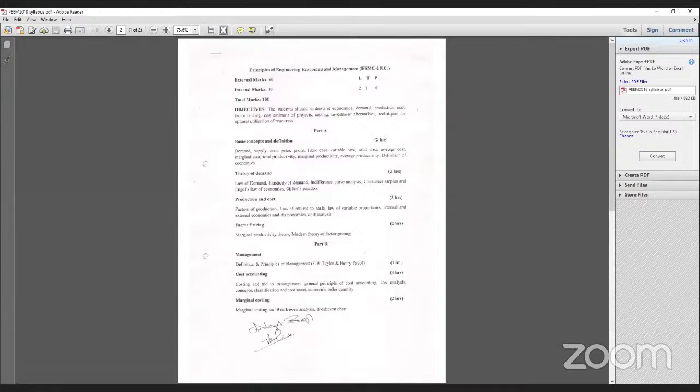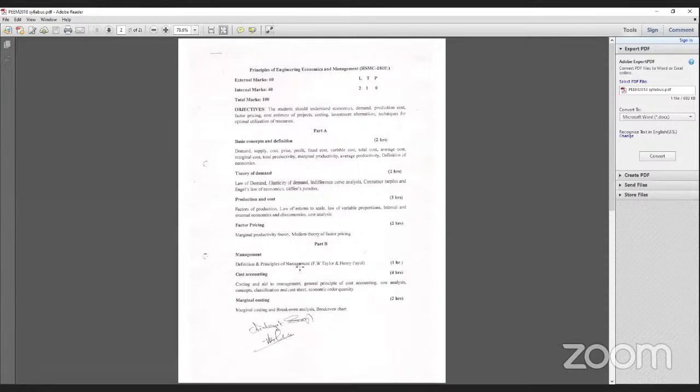Second is F.W. Taylor. These are the principles of scientific management. There are 8 principles of scientific management. You may not know the difference between scientific management and management. Management is general management, how to manage a general organization.